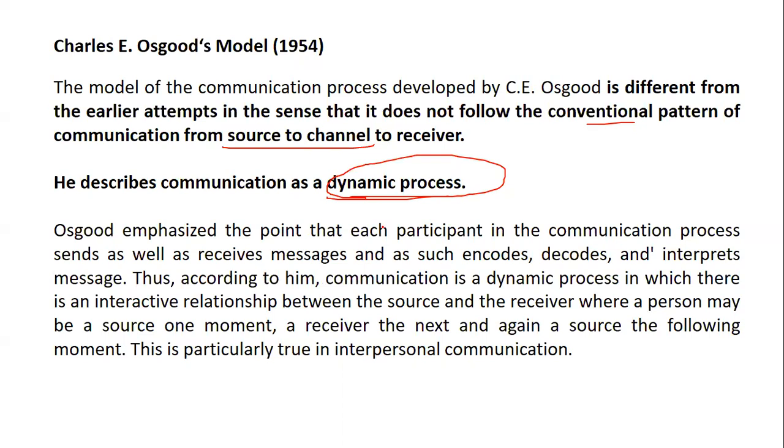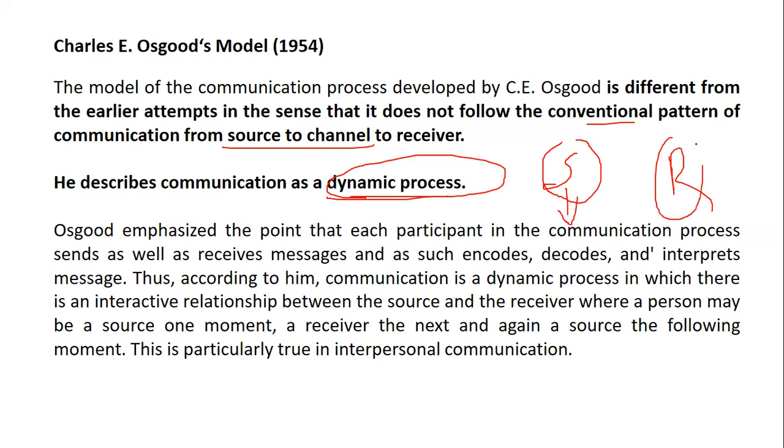So when I'm talking about Osgood's model, when I say it is a dynamic process, it means it is an interactive relationship between the source and the receiver, where a person may be a source at one moment and receiver in the next moment. Now, what does it mean? So when we have sender and receiver, okay. So yes, right now, if I'm sending a message, I'm playing the role of sender.